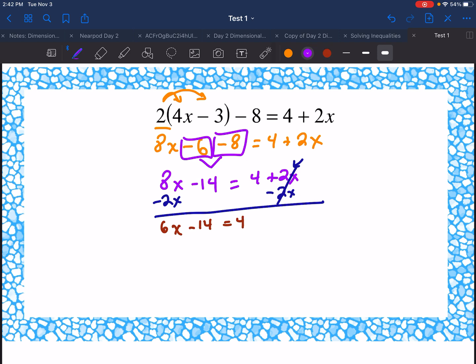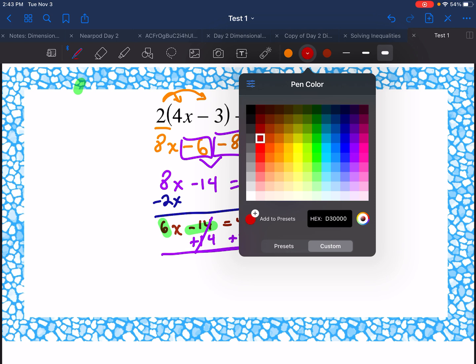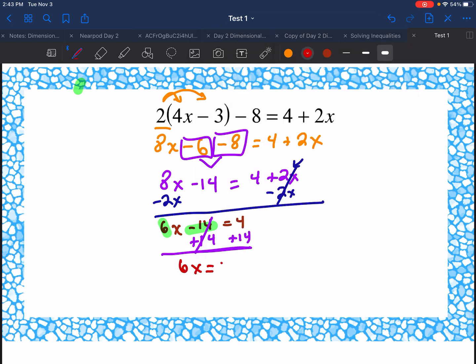I want to get x by itself. Which number is further from x? It's either going to be 6 or negative 14. Well, it is negative 14. The opposite of negative 14 is positive 14. Cancel that out. And I'm going to bring down 6x equals 18.